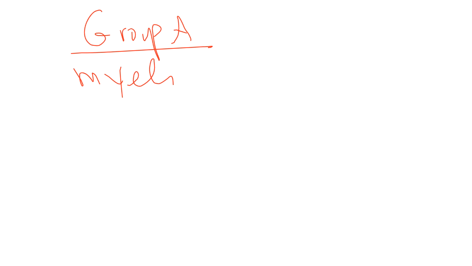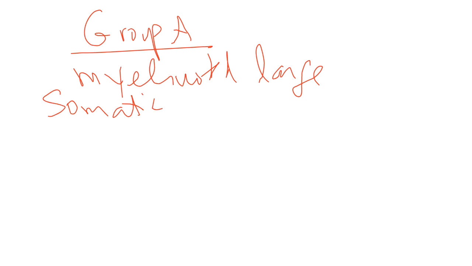The last thing we went over were the groups of neurons, group A, group B, group C, and group A neurons were myelinated, large neurons. So these were somatic sensory and somatic motor. And you should know what these terms mean.